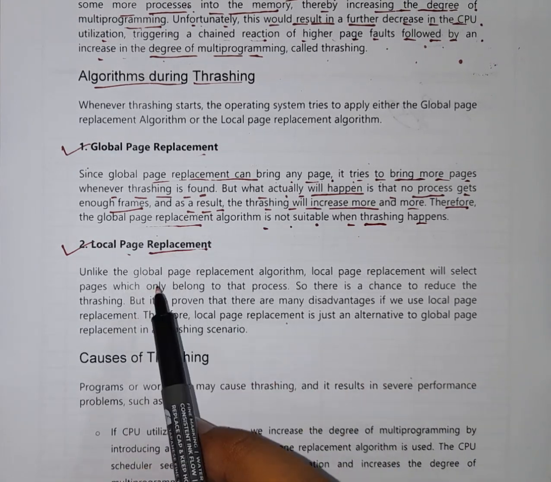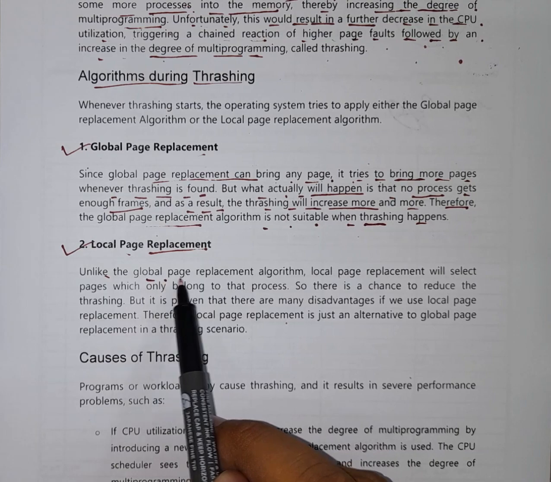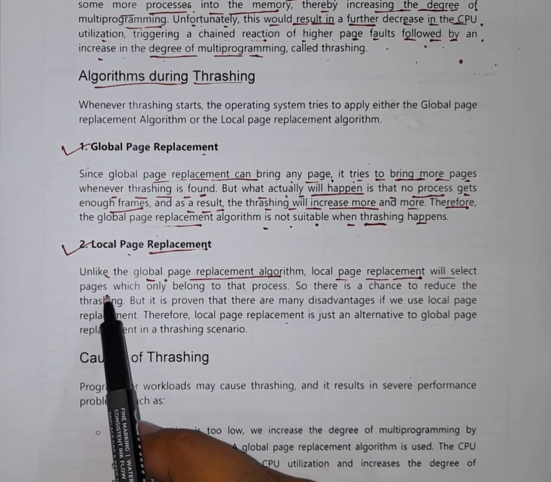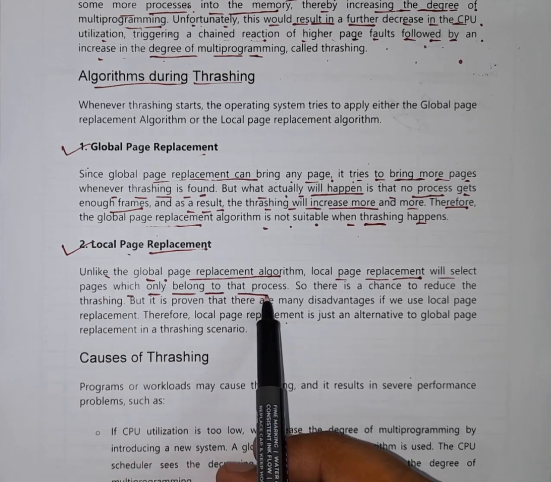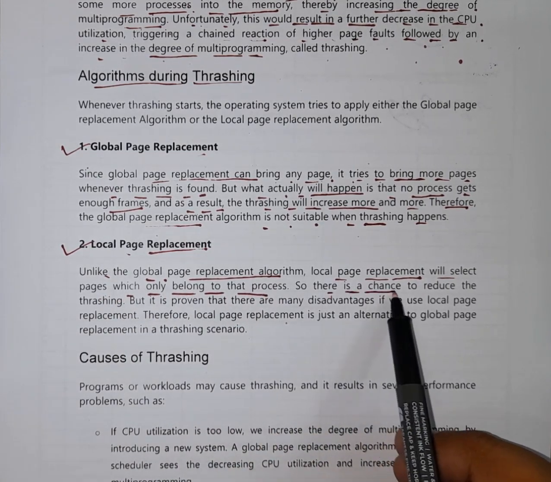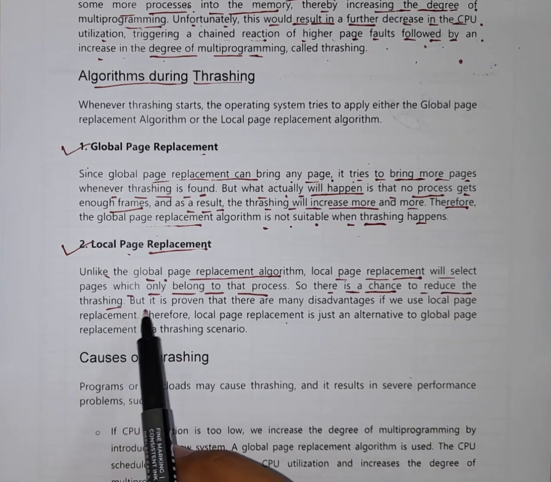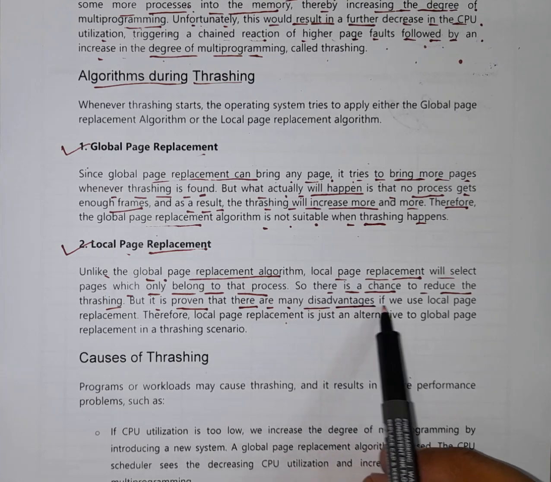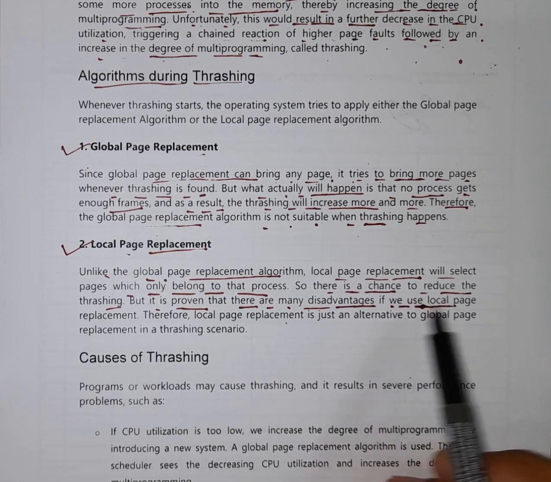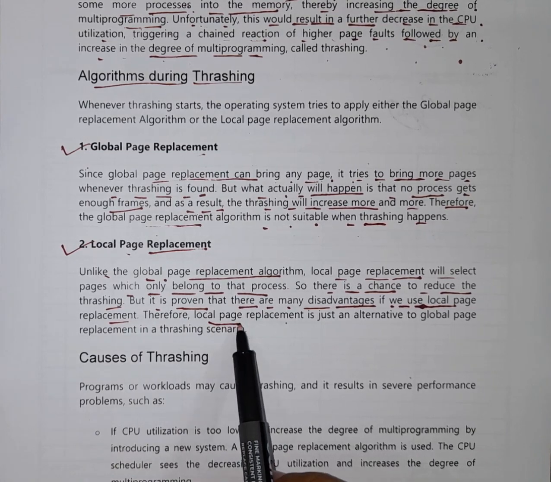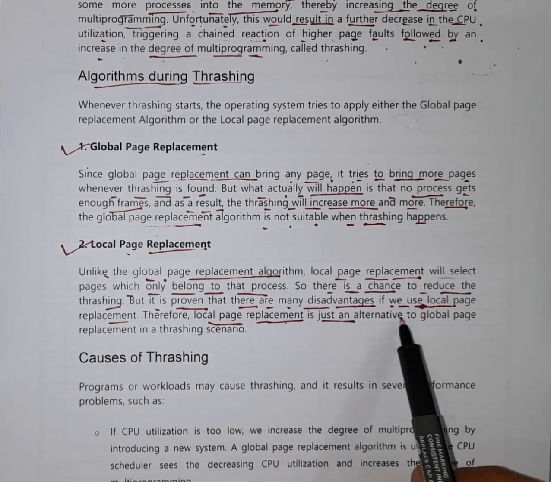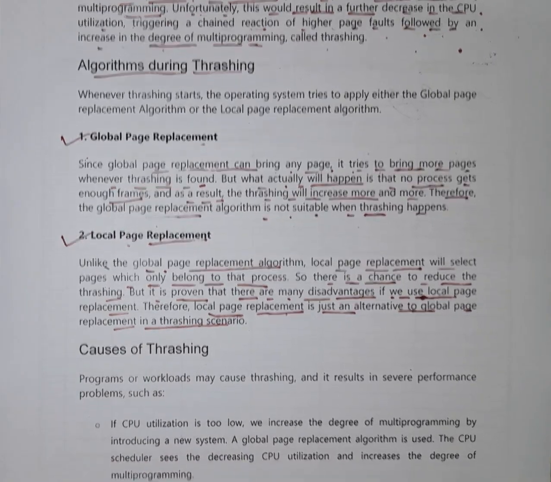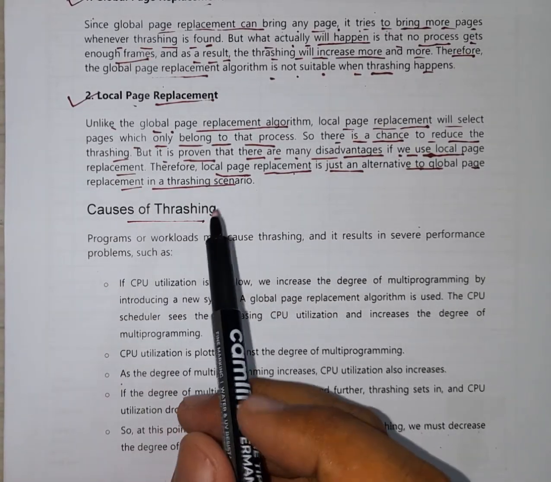Local page replacement. Unlike the global page replacement algorithm, local page replacement will select pages which only belong to the process. So there is a chance to reduce the thrashing, but there are many disadvantages if we use local page replacement. Therefore, local page replacement is just an alternative to global page replacement in a thrashing scenario. Cause of thrashing.